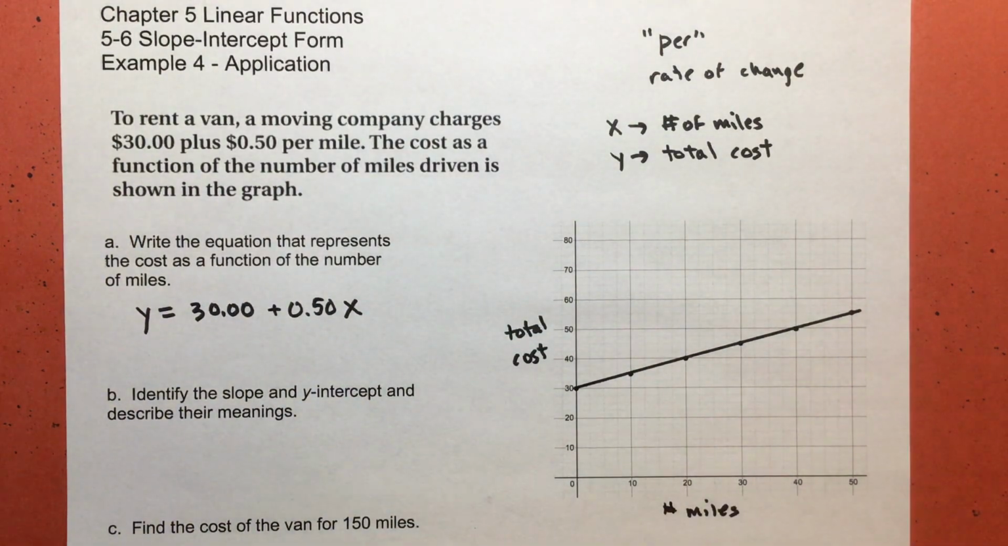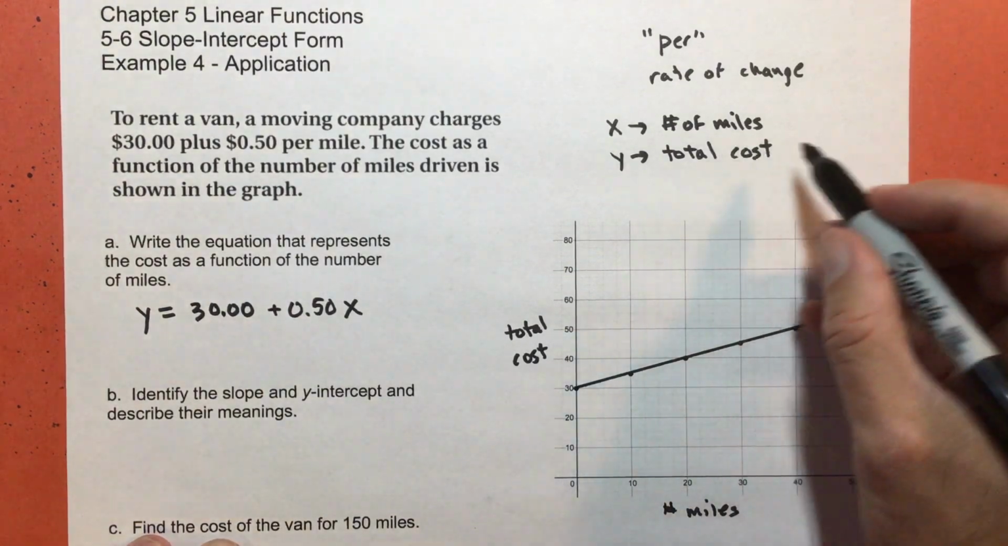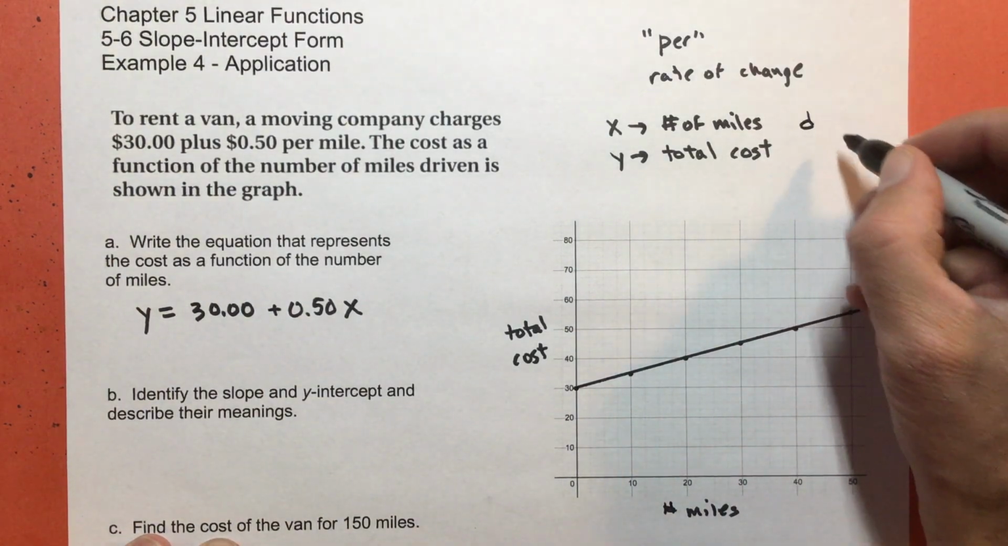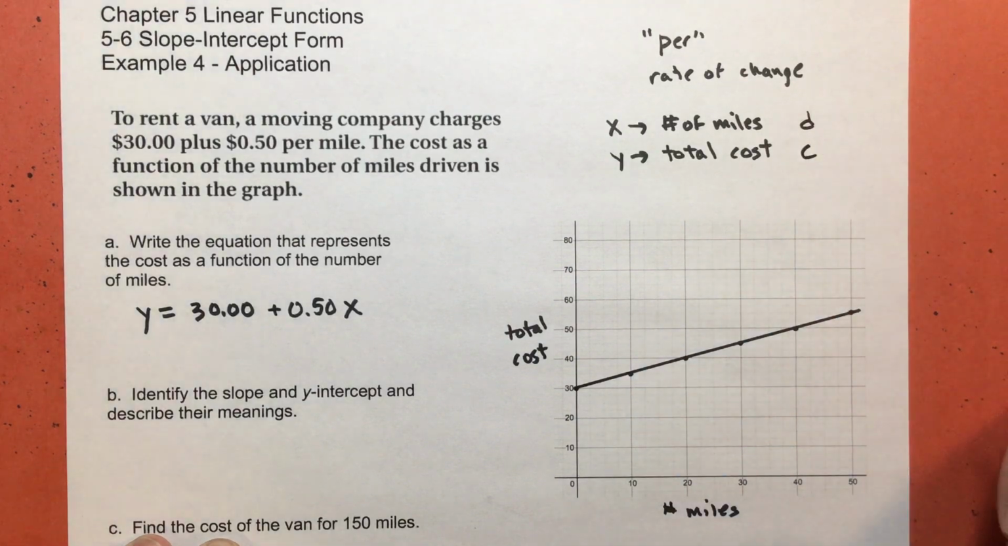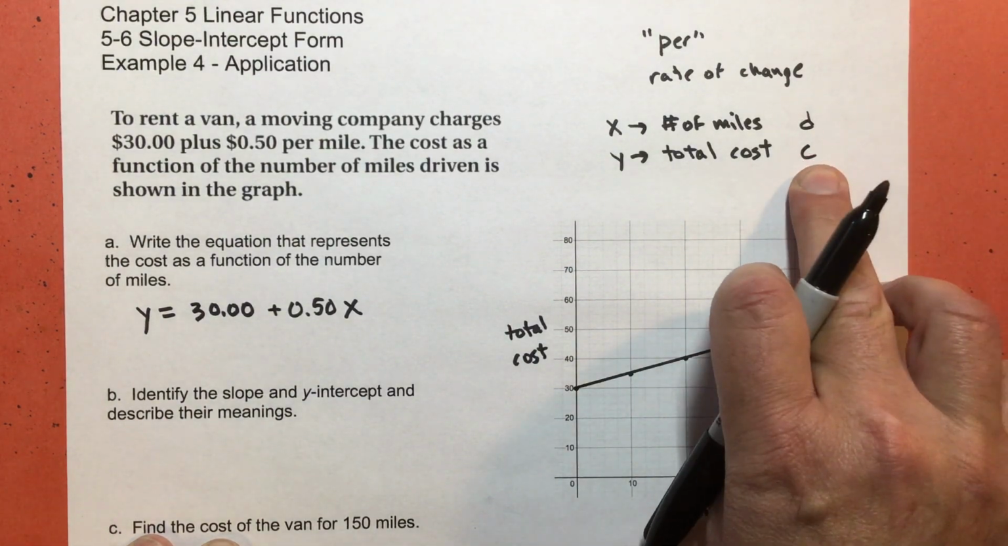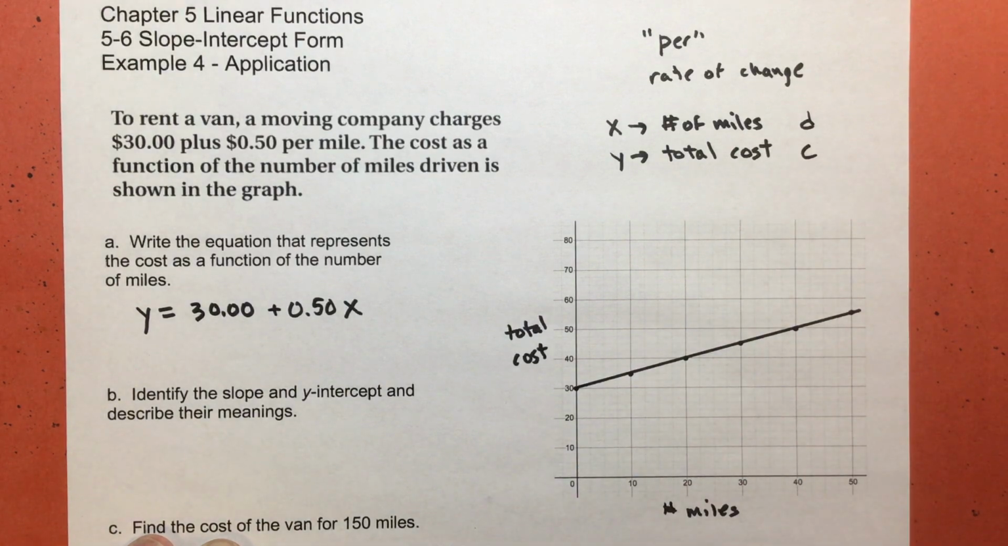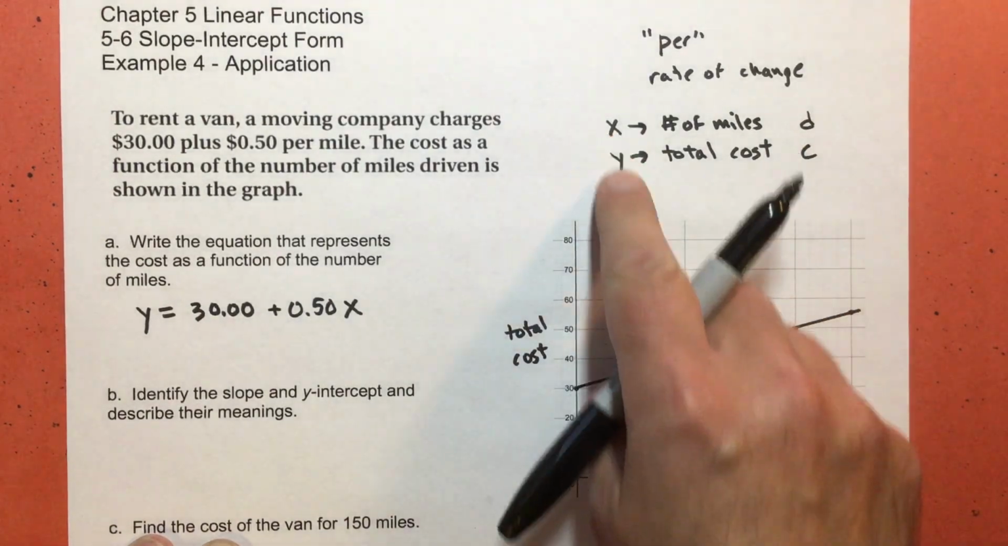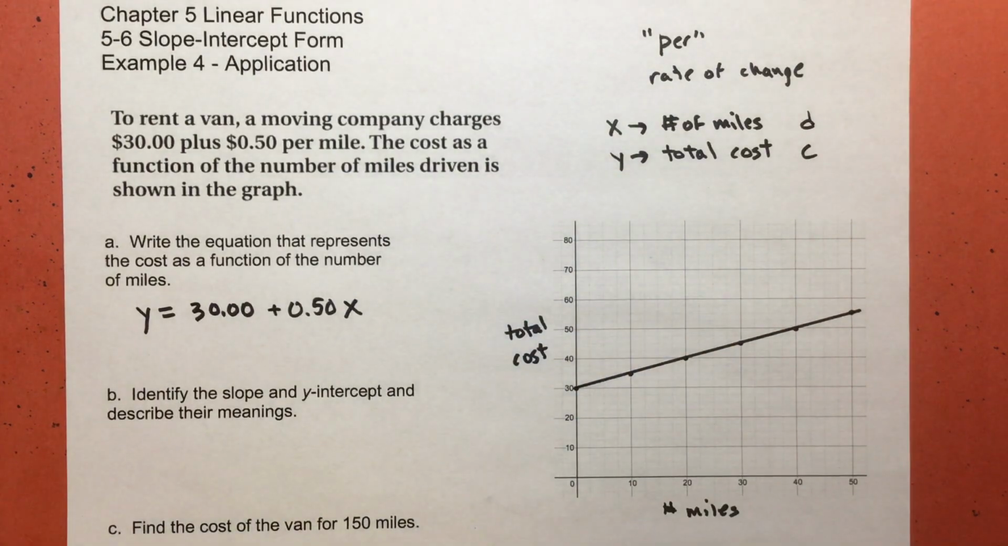Now, there's a couple things. I could have also used D for distance and C for cost, or T for total cost. That's what we'd want to do, all right? The only problem with it is that if I was going to do something with Desmos or my graphing calculator, then it's not going to know what these are. So that's why we always switch back to X and Y, because it's kind of universal.